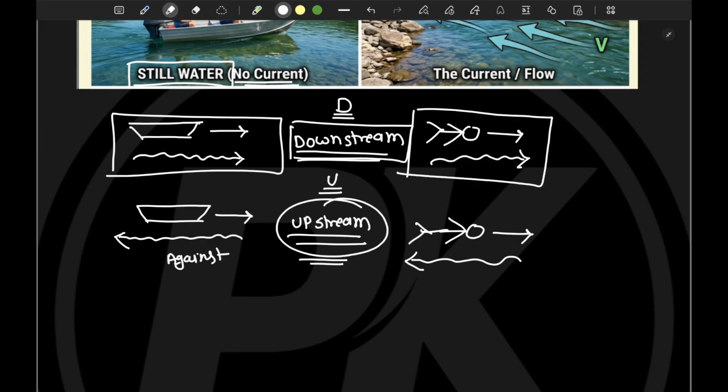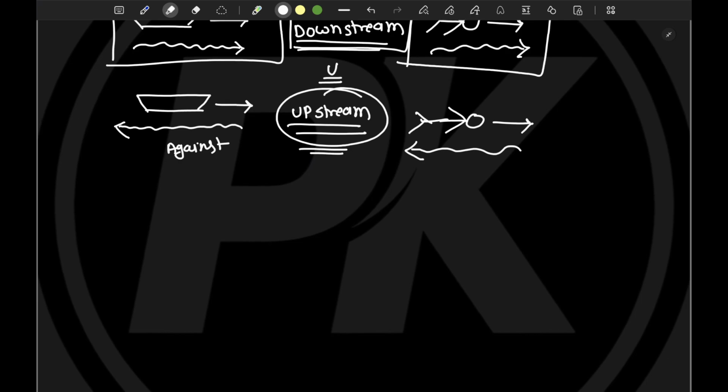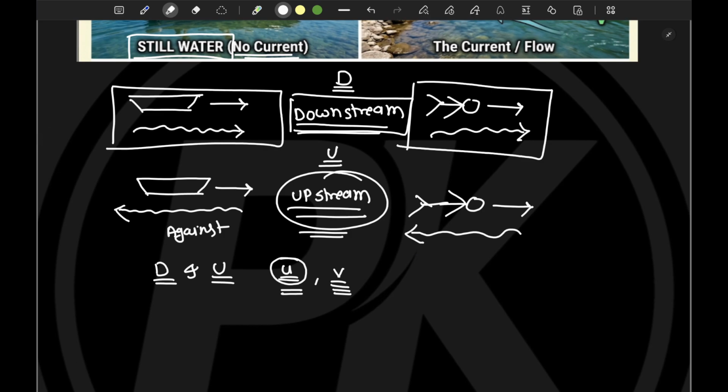Now, some of the lecturers or teachers will say, for example, if in a problem D and U are given, then we have to find the speed of the boat, which we consider as u, or the speed of the man. So in such problems, we are going to consider u, and v is the speed of the stream. So either they will ask to calculate this or this. Prior to that, let us understand these terminologies first.